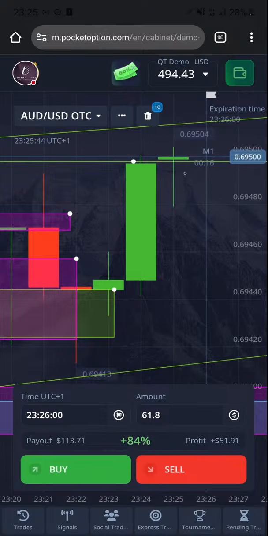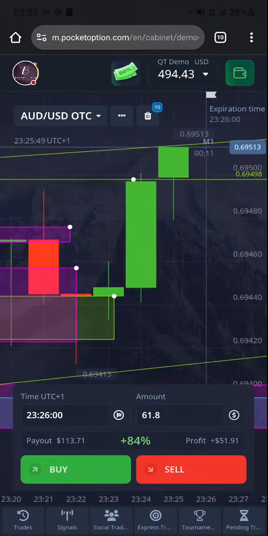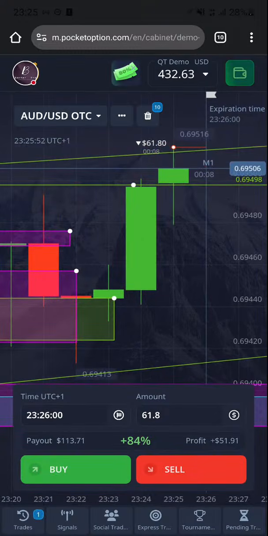I think the buyers are ready now. The buyers are ready, but I'm going to take this trade here. I'm expecting a pullback.